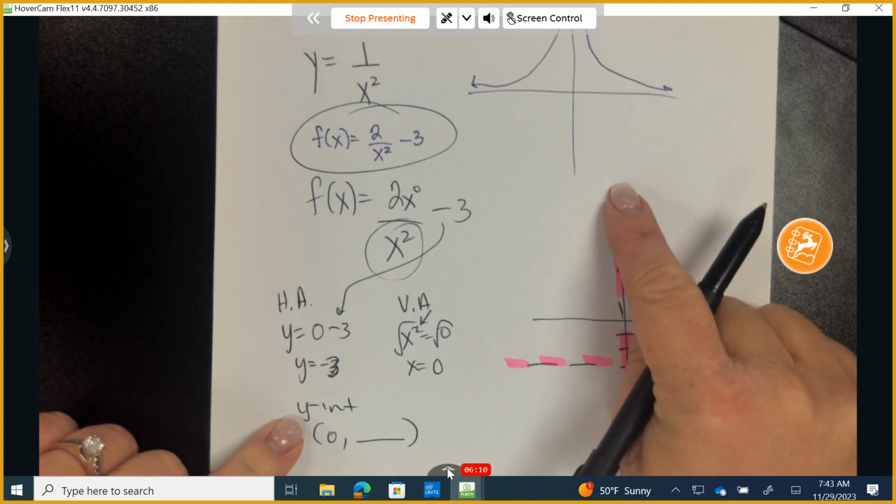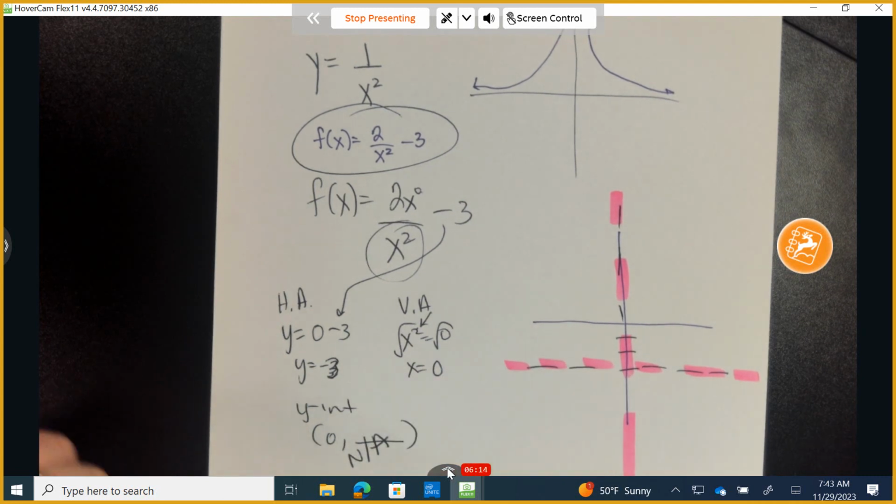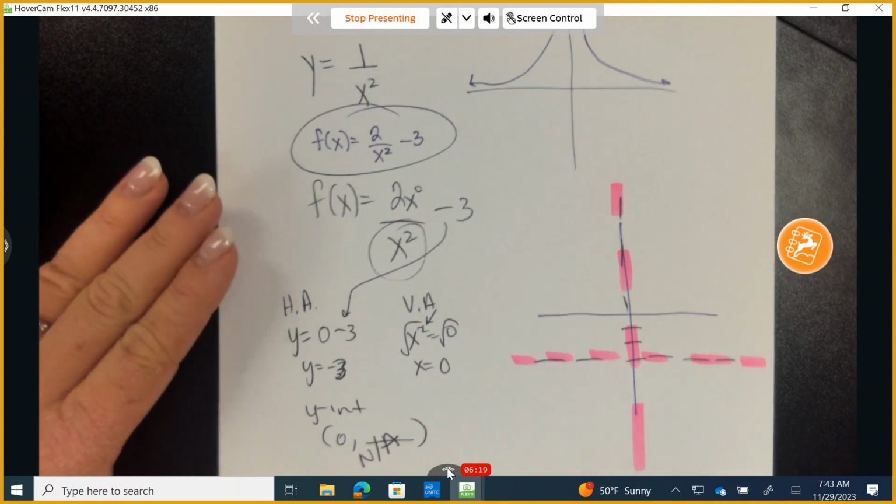Does that mean I'm going to have a y-intercept? I'm going to have no y-intercept. It does not exist, no y-intercept, because I can't take 2 divided by 0. That's impossible. So there is no y-intercept.